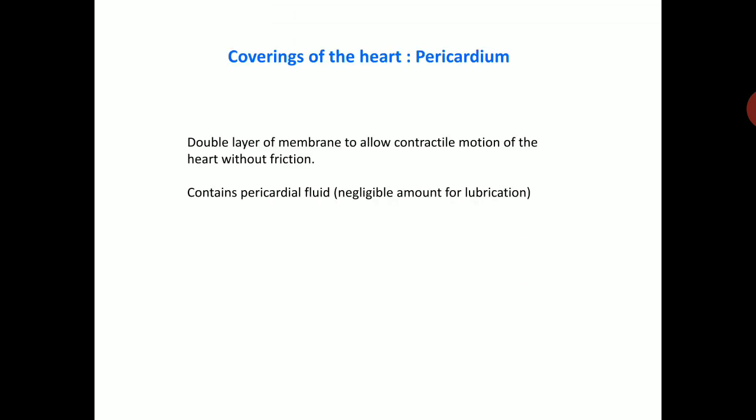The covering of the heart is the pericardium. It is a double layer, and in between there is a negligible amount of pericardial fluid for lubrication. The myocardium, endocardium and epicardium are supported by loose areolar tissue.